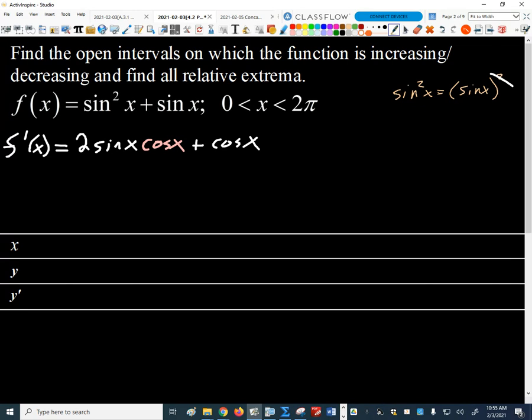We need to find critical numbers. So we've got to ask the question, is this undefined anywhere, and where is it equal to 0? Well, let's deal with the undefined part first. Is this function undefined anywhere? Yes or no, and why? How come, Seth? You're right.